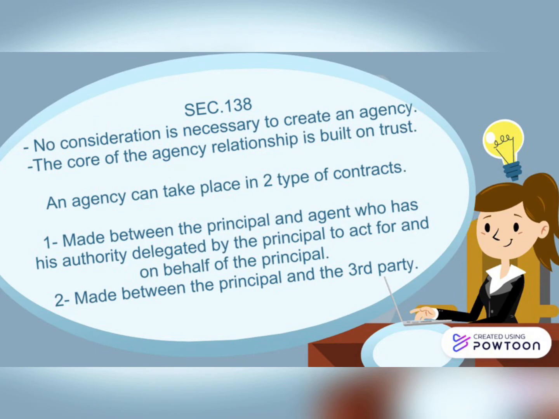Section 138. No consideration is necessary to create an agency. The core of the agency relationship is built on trust. An agency can take place in two types of contract. First, made between the principal and agent, who has his authority delegated by the principal to act for and on behalf of the principal. Second, made between the principal and the third party.